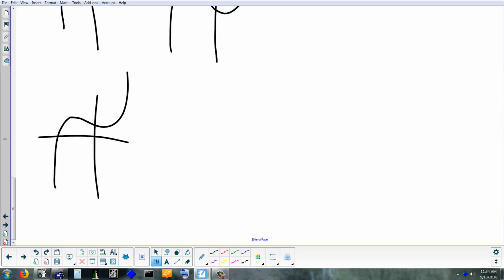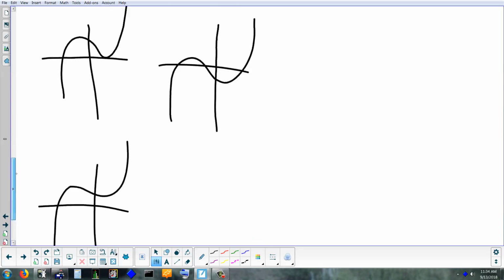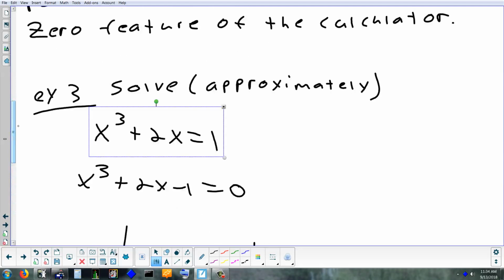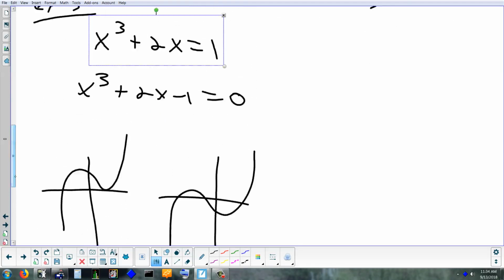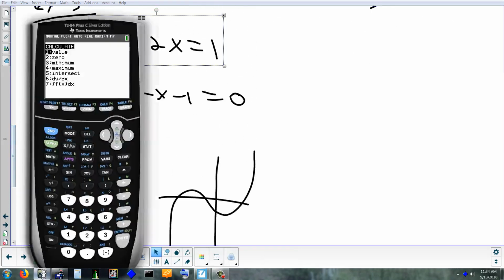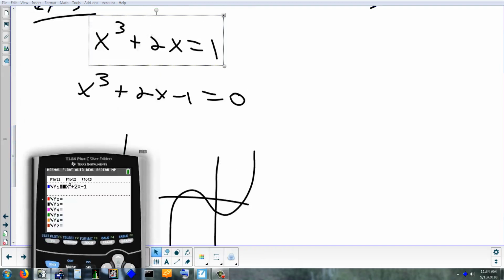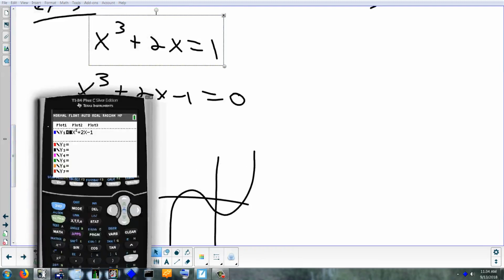But it will guarantee it'll cross 1 time, because any polynomial with an odd exponent right there goes up forever and down forever. Well, if you go up forever and down forever, you've got to go through 0 at some point. So you'll always have to cross at least once. Unlike a parabola, parabolas don't have to cross at least once because they don't go up and down forever. Okay, so x cubed plus 2x minus 1.